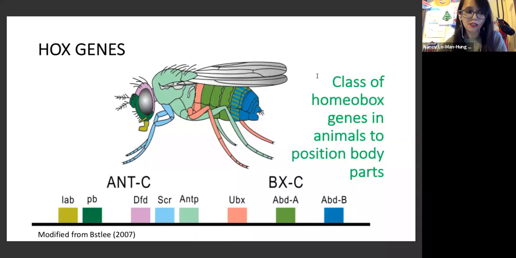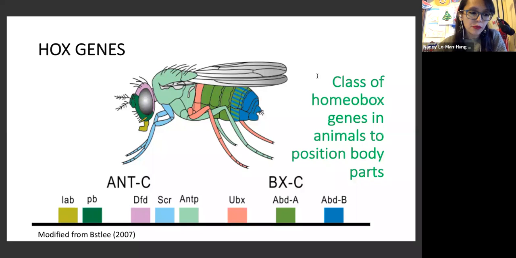Hox genes are a class of homeotic genes in animals that determine the position of body parts. This means they are responsible for determining the general body plan, such as the number of body segments, the number and placement of the appendages, and the animal's head-tail directionality.